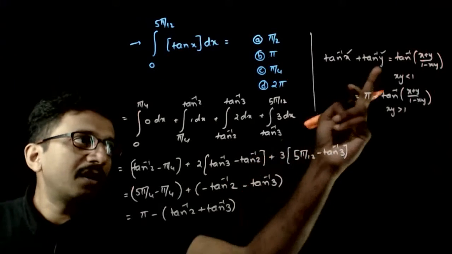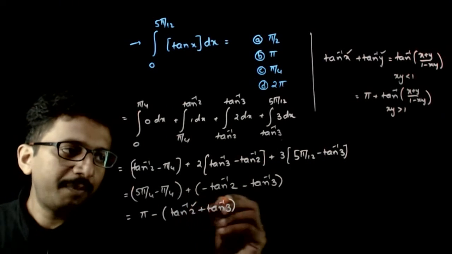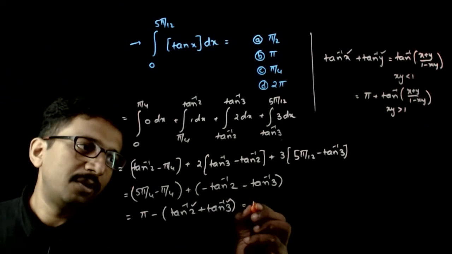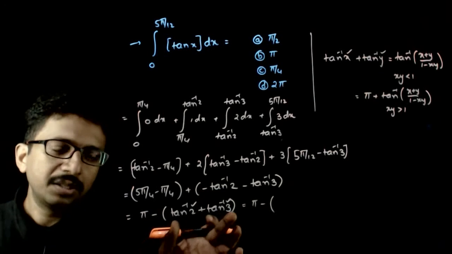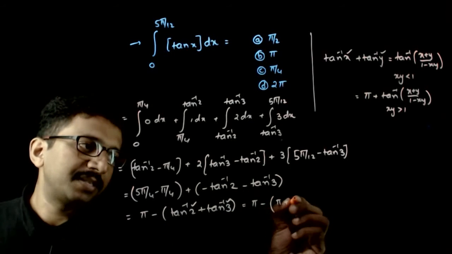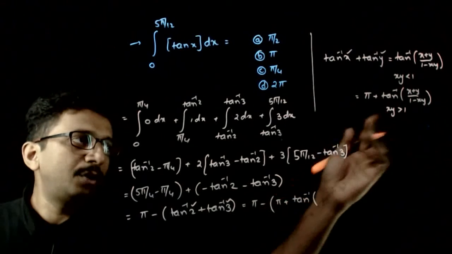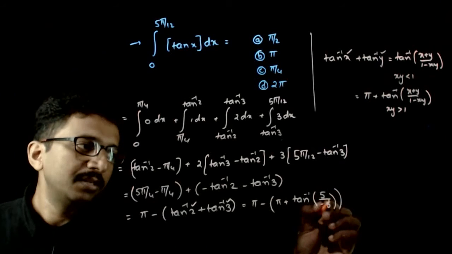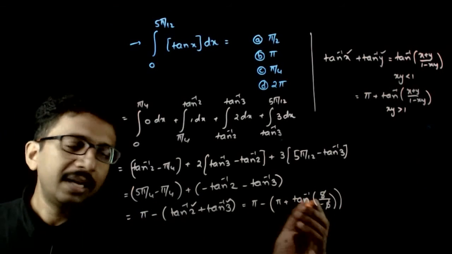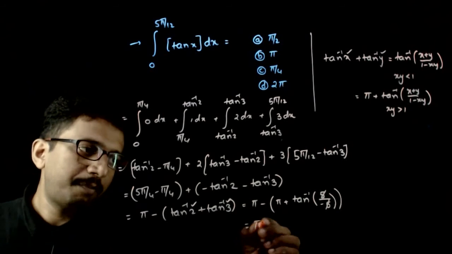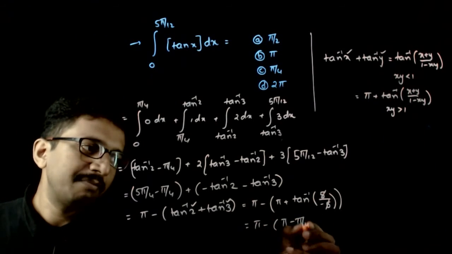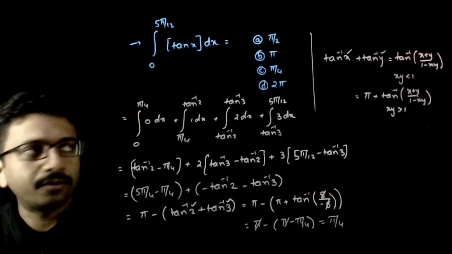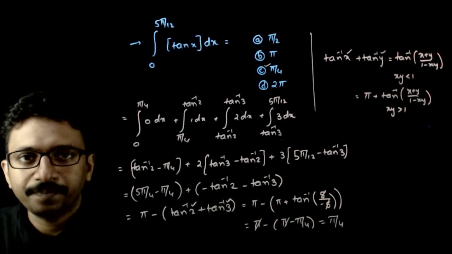Now which formula should be used? Just multiply 2 and 3: 2 into 3 is 6, which is greater than 1. So, this formula has to be used. Tan inverse 2 plus tan inverse 3 is π plus tan inverse of (2 plus 3) which is 5, by 1 minus 2 into 3, which is minus 5. If you cancel this out, tan inverse of minus 1 is minus π/4. So we have π minus of (π minus π/4). The π and minus π get cancelled. So, the answer is π/4. Option C is the right answer to this question. Thank you.